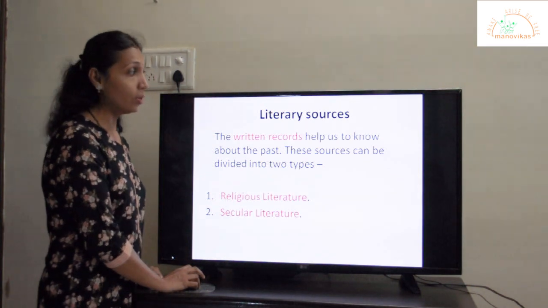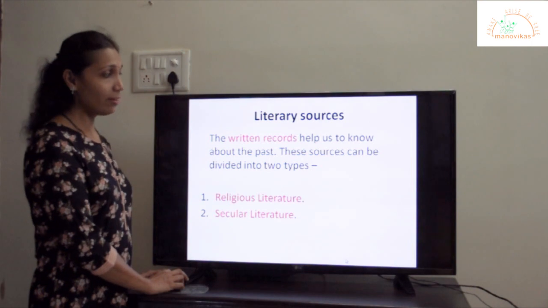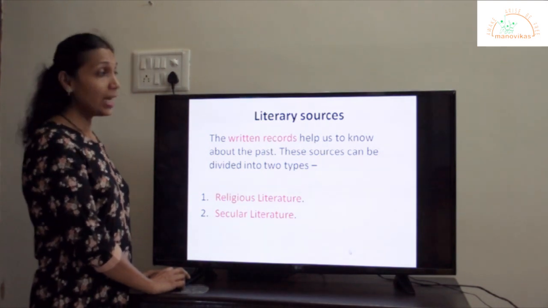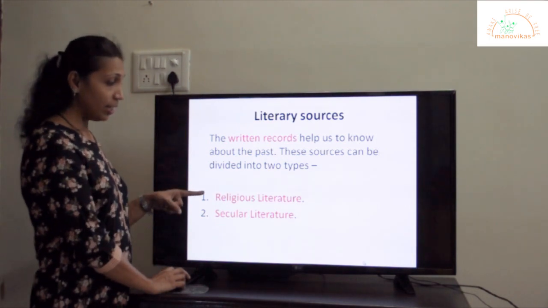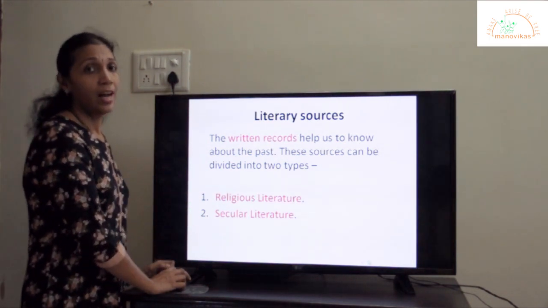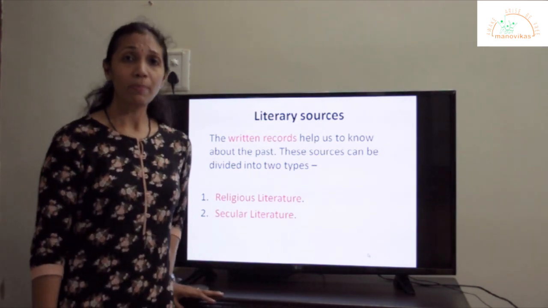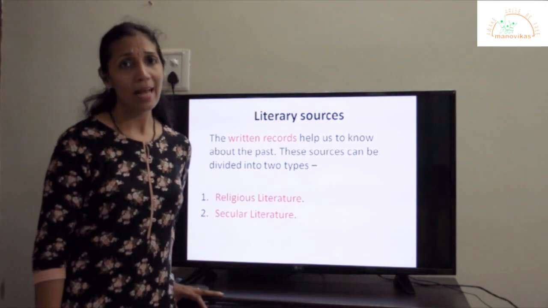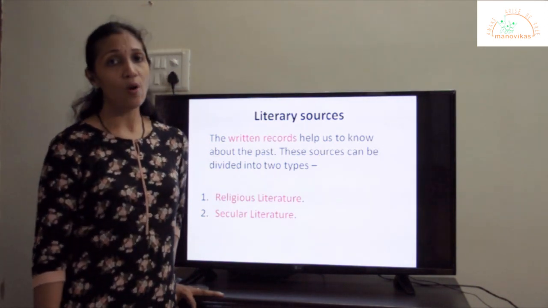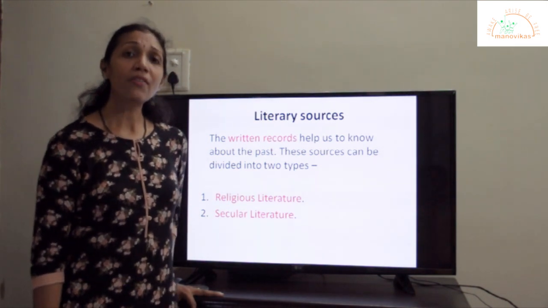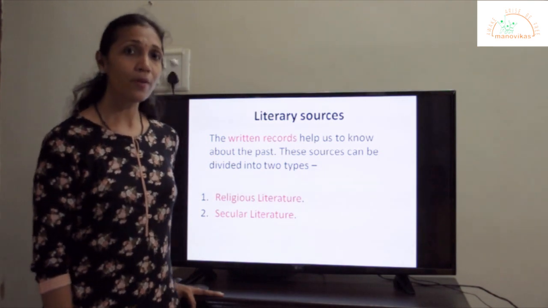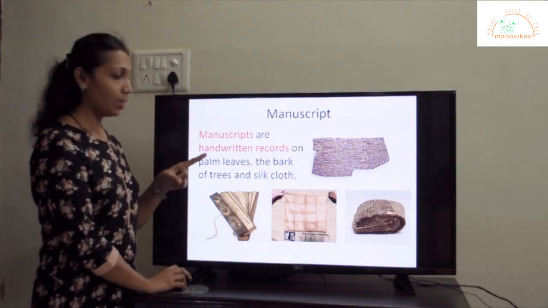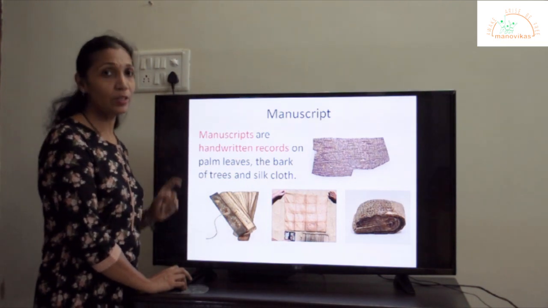Let us learn about the literary sources. The written records help us to know about the past. These sources can be divided into two types: religious literature and secular literature. After the invention of writing, the ancient people began to write on palm leaves, barks of the trees, silk cloth and clay tablets. Most of these handwritten records got destroyed with time. After the invention of paper, people began to write on paper. Such handwritten records on palm leaves, the barks of the trees, silk cloth are called manuscripts.